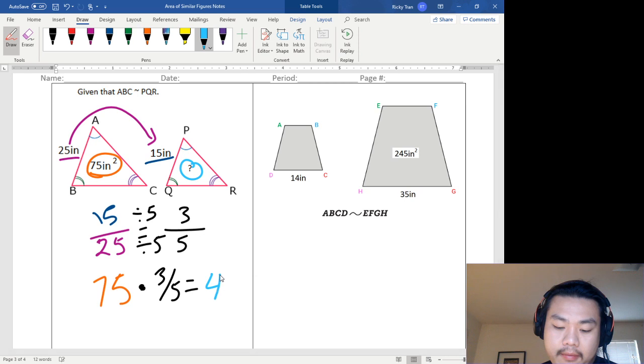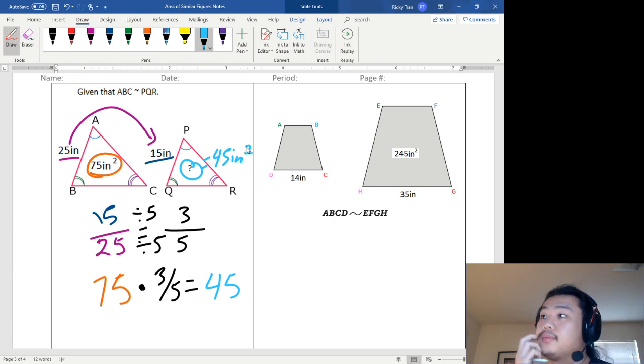45. Okay, so this is 45 inches squared. All right. Next question is very simple.